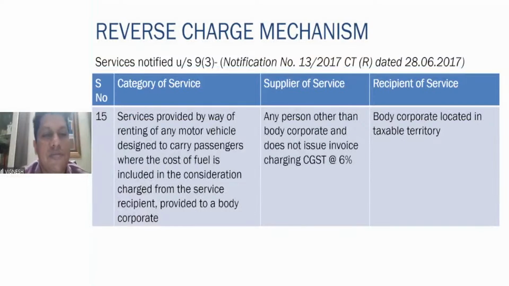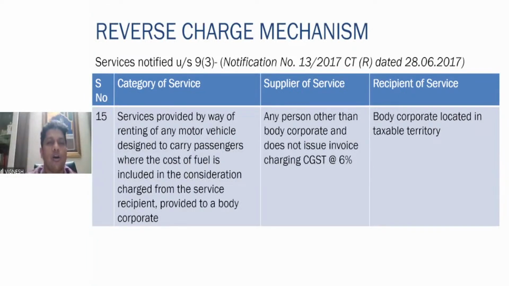Then, type of services provided by way of renting of motor vehicle designed to carry passengers where the cost of fuel is included in the consideration which is charged, right? If you are providing renting of motor vehicle, and in that the cost of fuel is also added, and you are providing such service to a person, the supplier of service, any person other than body corporate, does not issue an invoice charging CGST at the rate of 6%. Same concept as GTA is given to this renting of motor vehicle also.